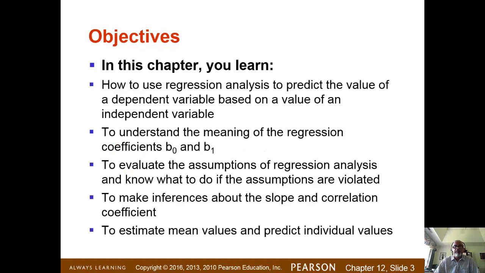Now in this chapter, we'll learn what is a dependent variable, what is an independent variable, and how to develop a regression equation for y based on x. And the regression equation will be like a straight line equation with a y-intercept and a slope, and those are called regression coefficients. B sub 0 is the y-intercept, B sub 1 is the slope.